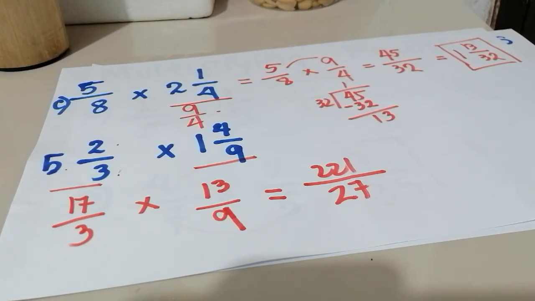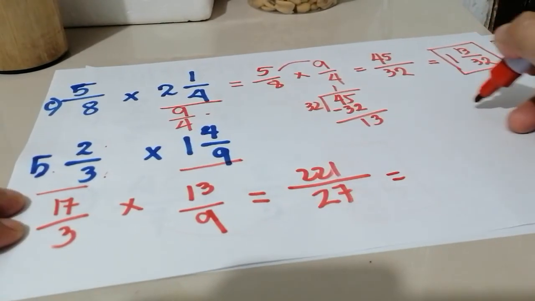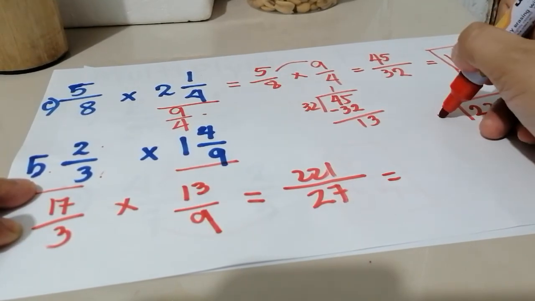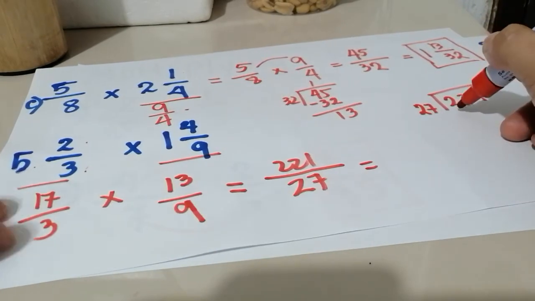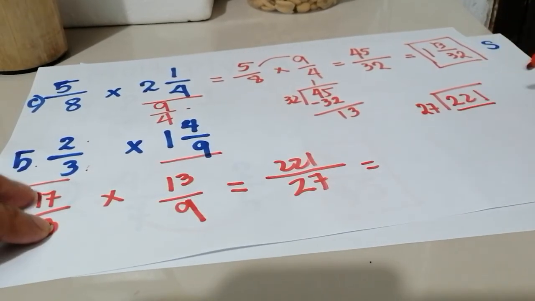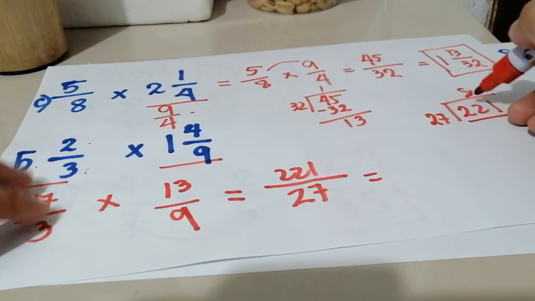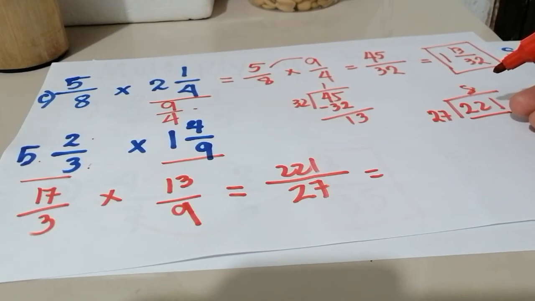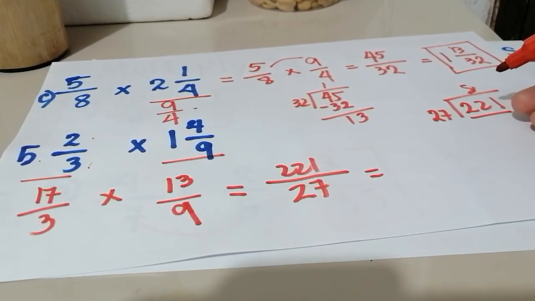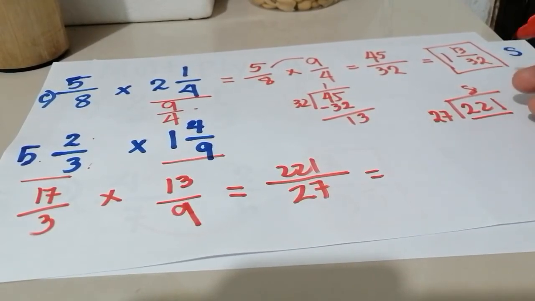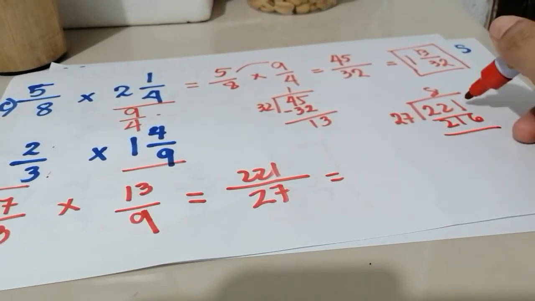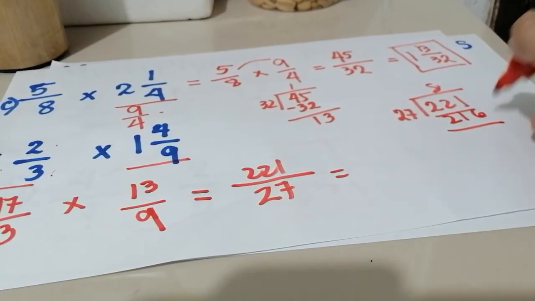Okay? So, there are how many? There are, you have to divide that. 221 divided by 27. So, 22 cannot be. So, ibig sabihin, divide mo yan. That will be 8. 8 times 27 will be equal to what? 216. Okay? So, 1 minus 6 cannot be.